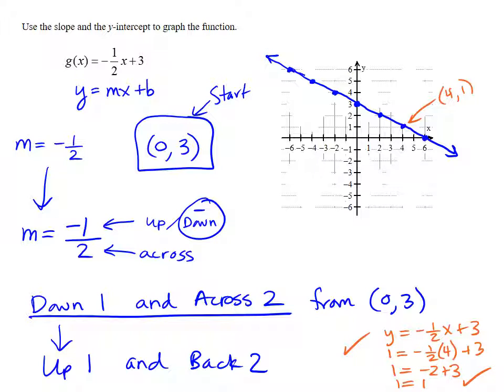Again, the reason to check one of those points is that every once in a while we get sidetracked and we go up when we should have gone down or across when we should have gone back. Checking a point will just confirm the entire line graph.